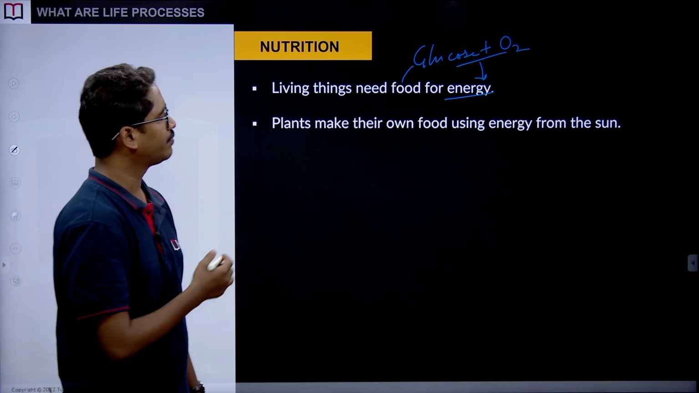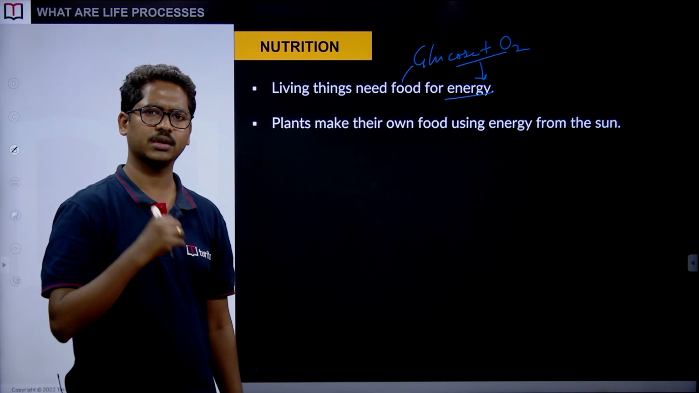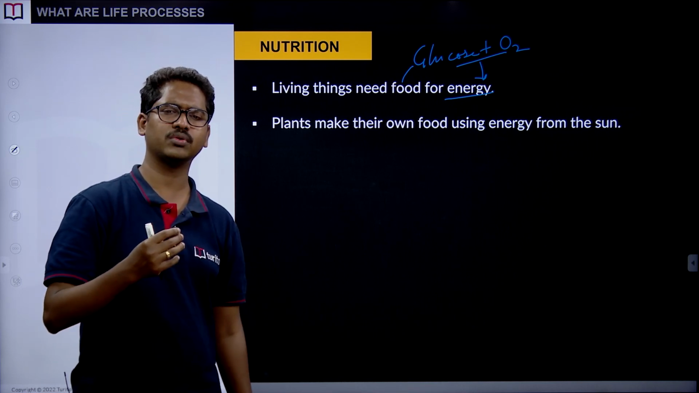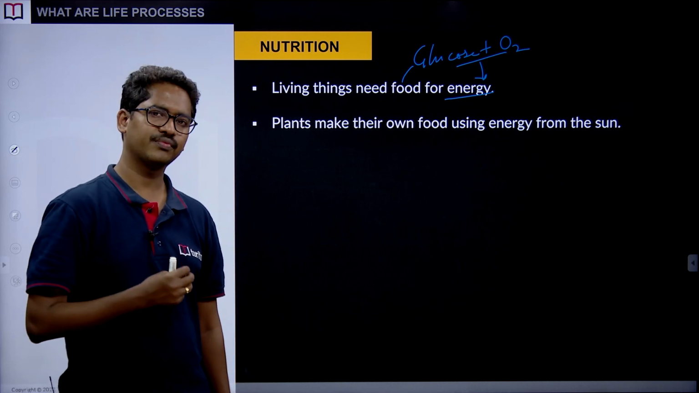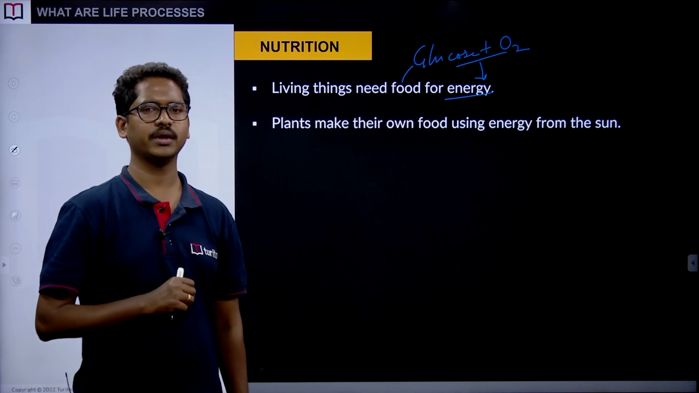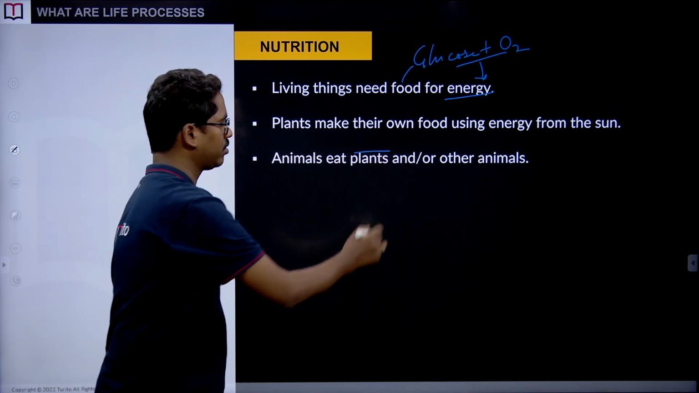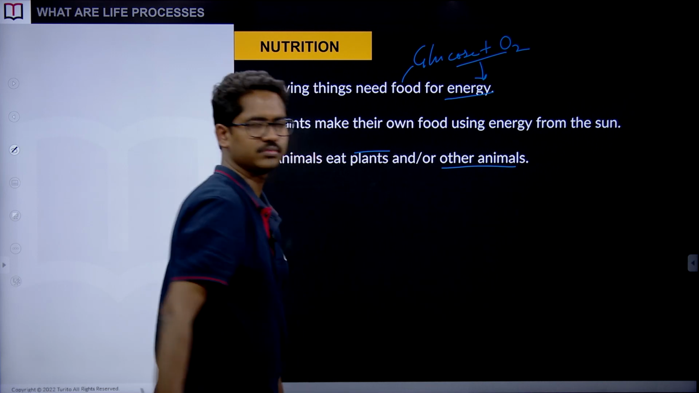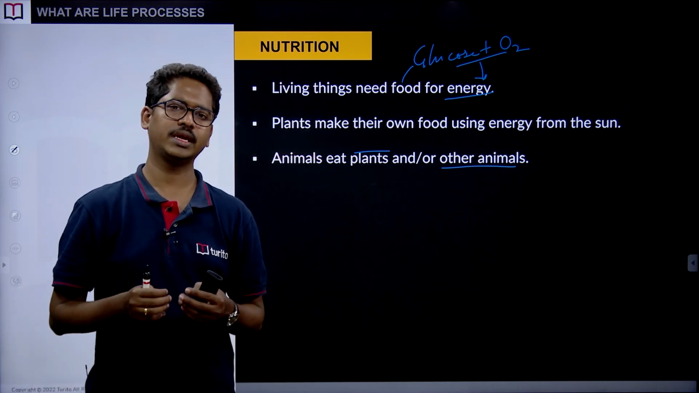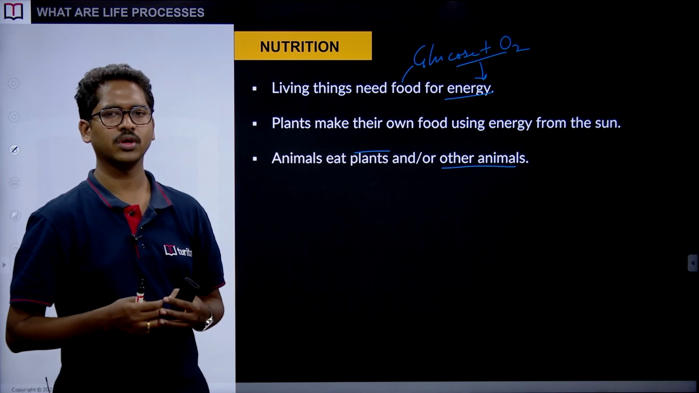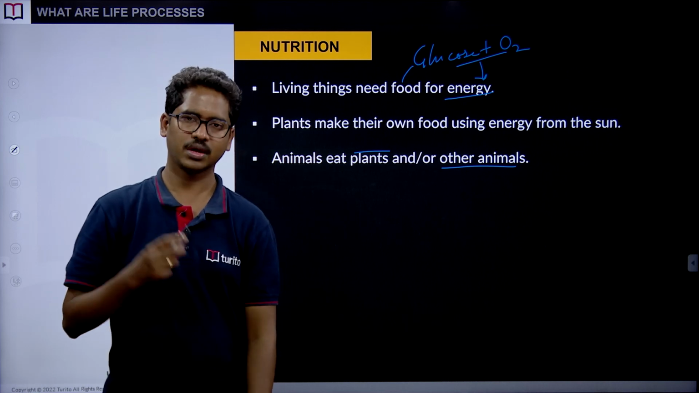So plants make their own food using their own energy. You know the process of sunlight. They combine the energy of light, convert it into chemical energy, and that's how they proceed in the process of photosynthesis. Right? What about us? Animals eat either plants, animals, or both. Like humans, we consume both plants and animals. We are omnivores.